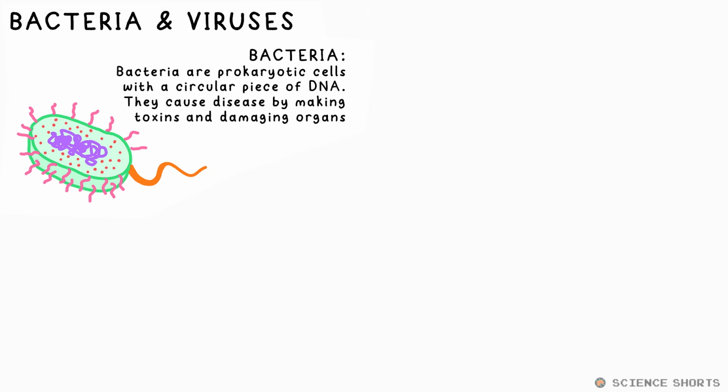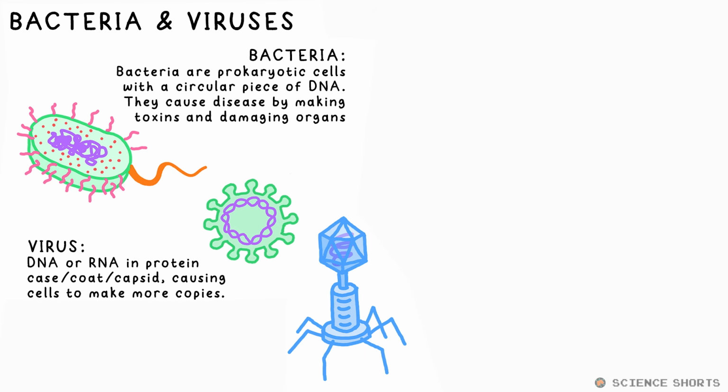Bacteria and viruses are pathogens that can cause disease. Bacteria are prokaryotic cells with a circular piece of DNA, whereas viruses are just a protein case or coating, or capsid, surrounding a bit of DNA or RNA. Viruses can't reproduce themselves, and so they need to inject their genetic material into cells to hack them into making more copies of the virus.